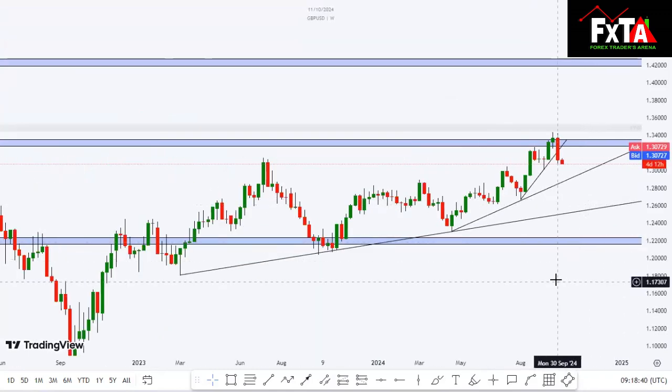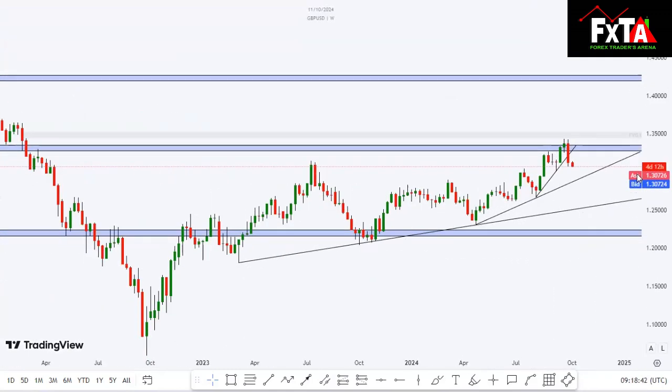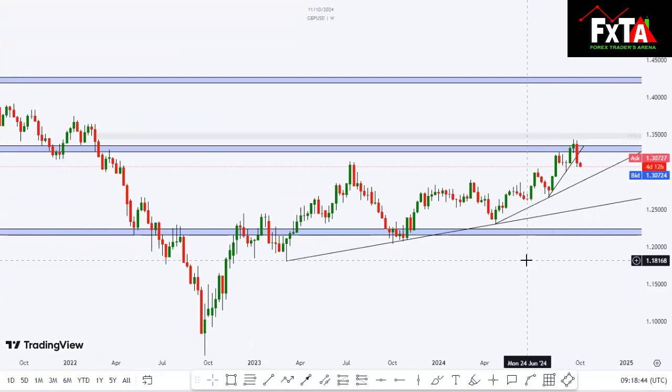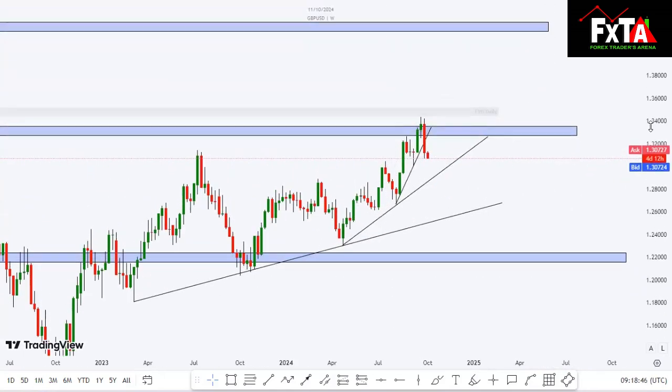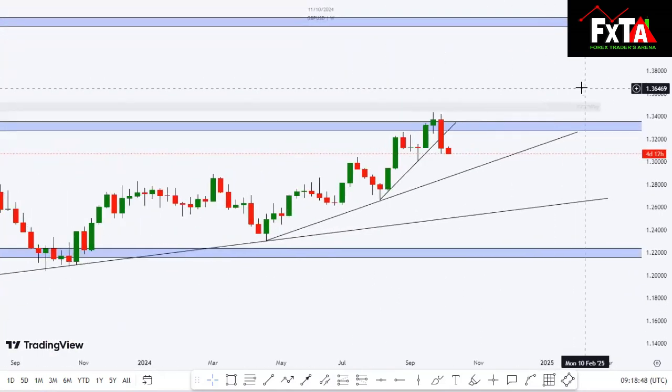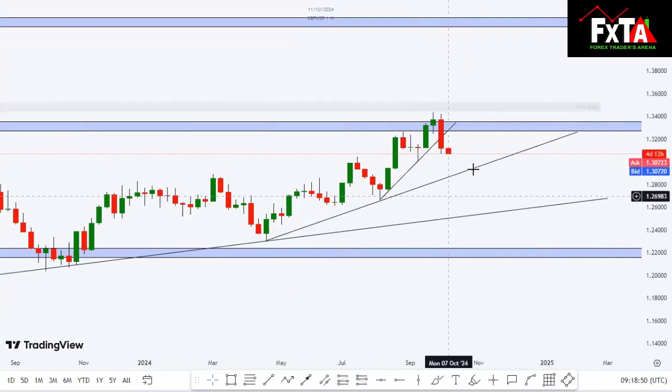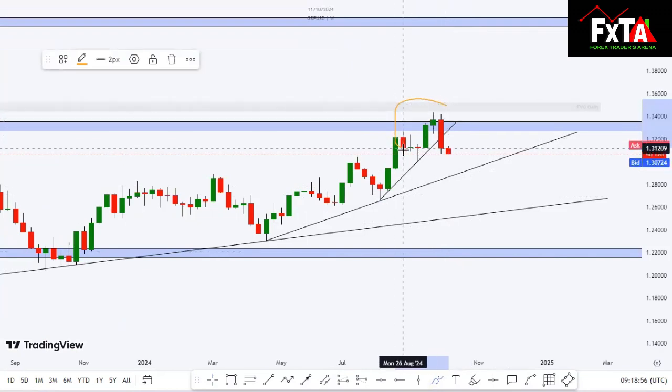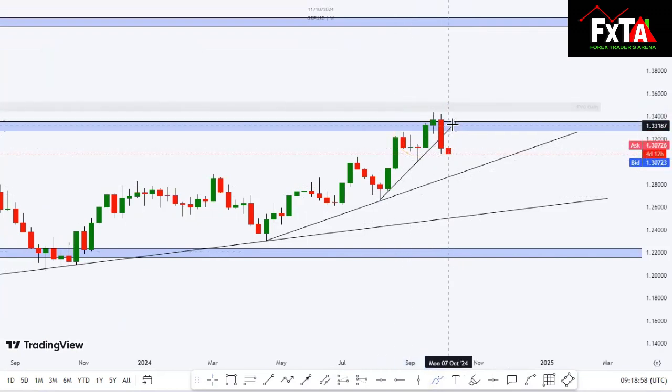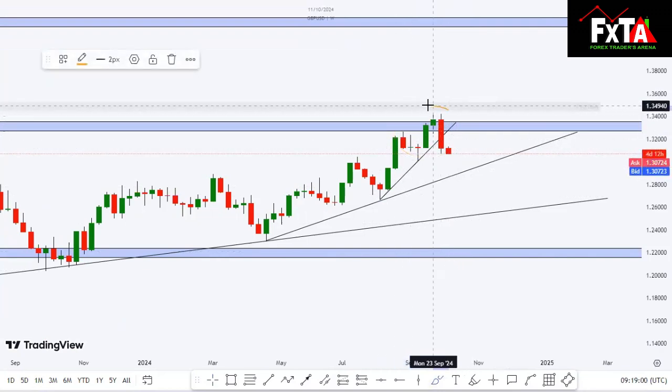So on the weekly time frame, this is interesting. What candlestick pattern is this that has been formed? I'm talking about this right here, these three candlesticks. What candlestick pattern is this?